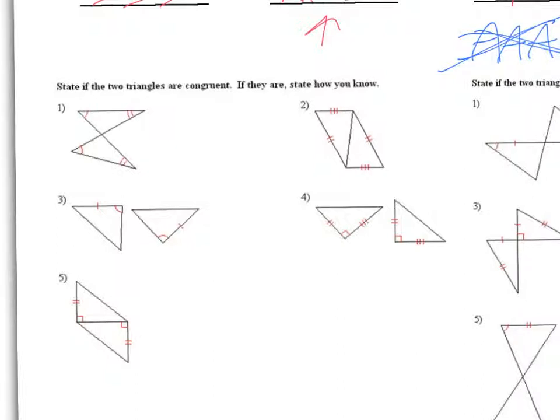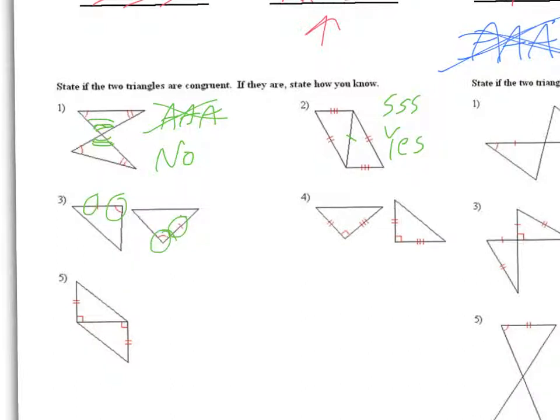Now remember, on some of these we have vertical angles, so these aren't marked as congruent, but they are congruent. Now this is angle, angle, angle. That is not a way to prove triangles congruent, so no, we cannot prove those triangles congruent. Number two, they share this side, so what we have here are triangles that have three sides that are congruent. That is a way of proving triangles congruent, so the answer is yes.